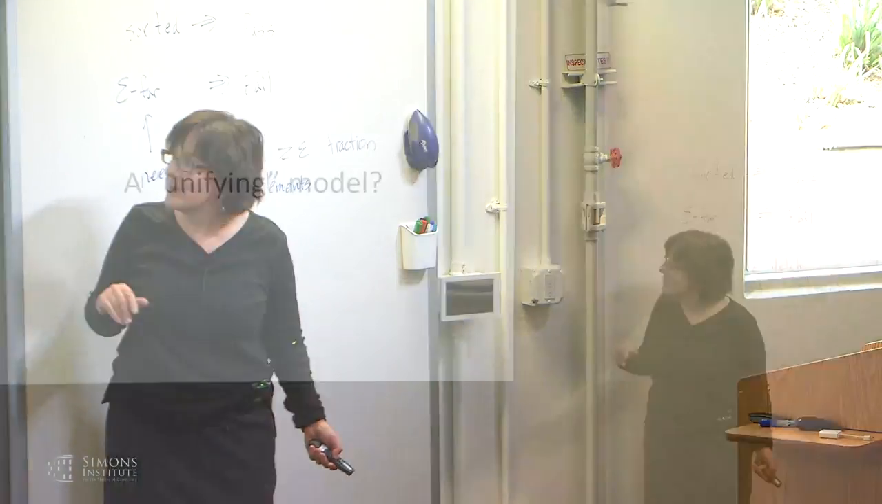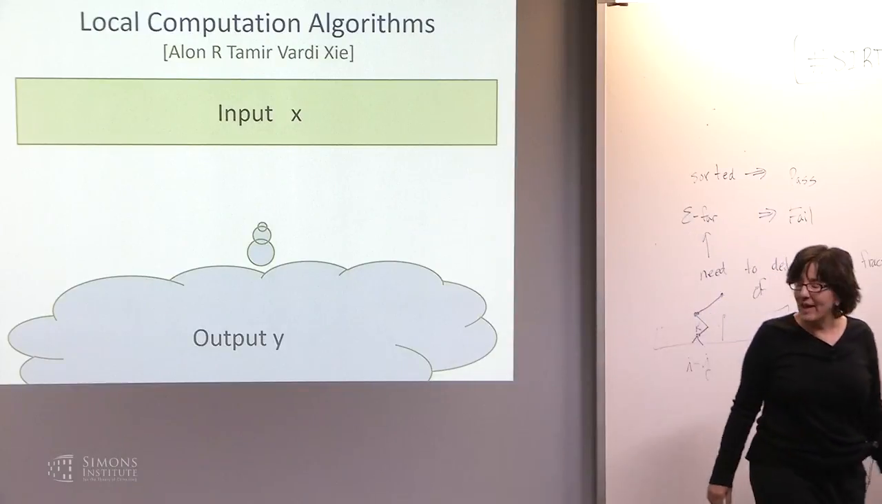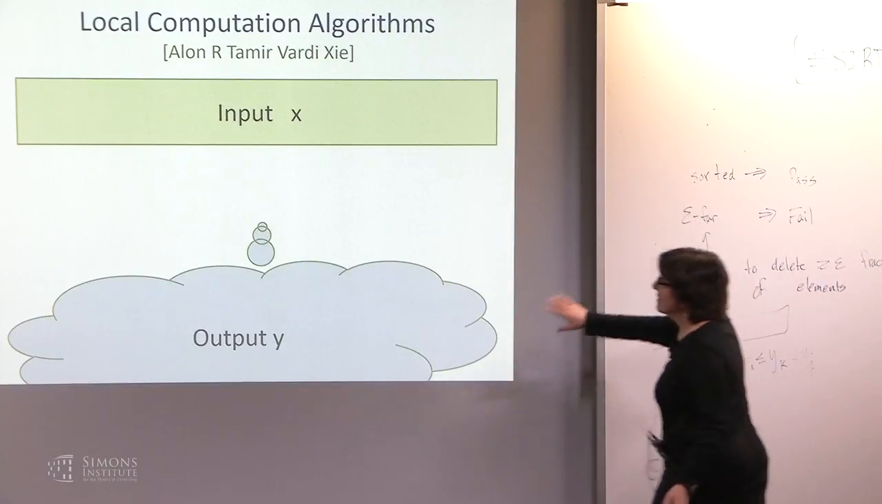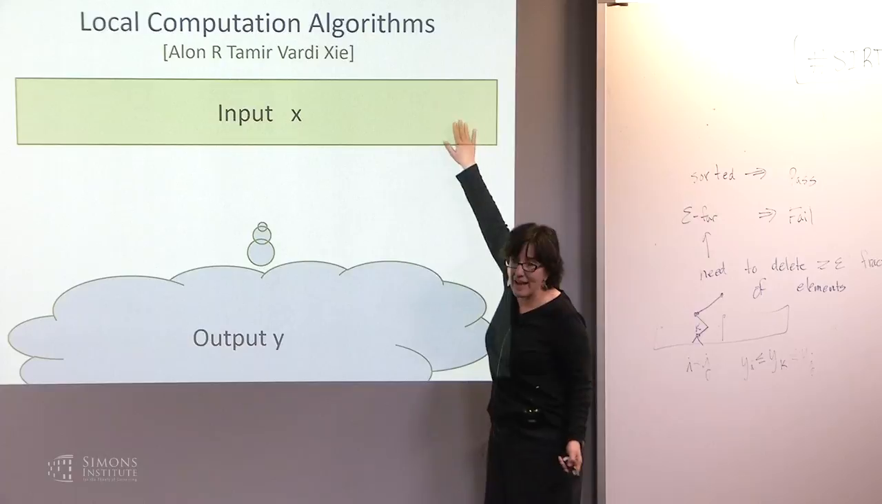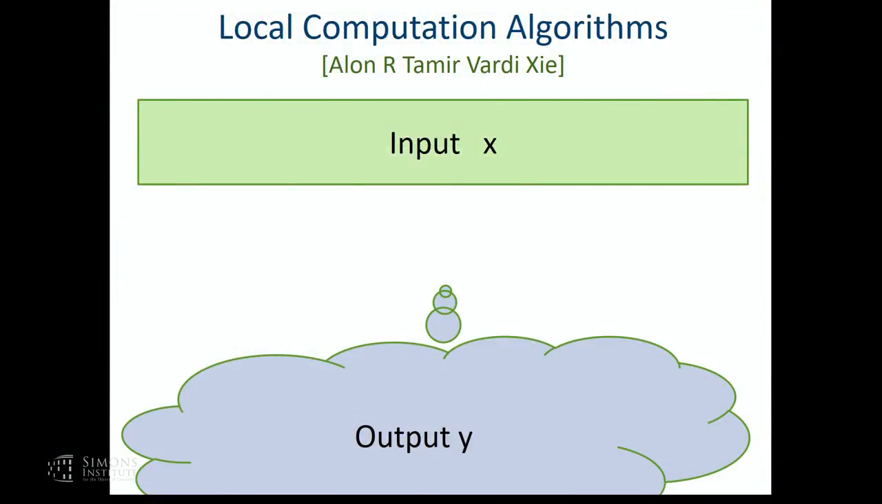I'm going to just give you one candidate unifying model. There's this large input X, this large input that's written down. Let's assume we have random access to it. Last time I gave the talk in this room, I was told that's not a reasonable assumption. But anyway, let's assume it for now. We have random access to these guys.